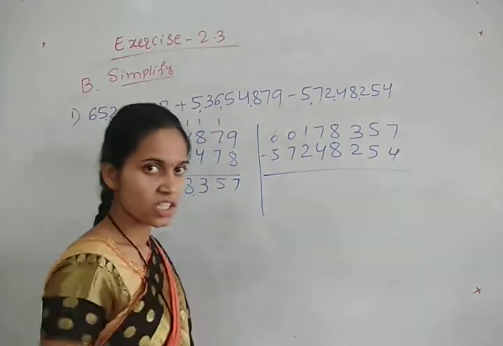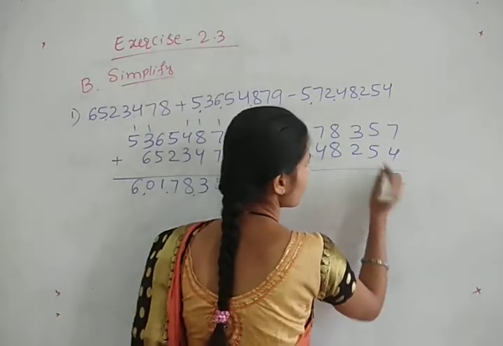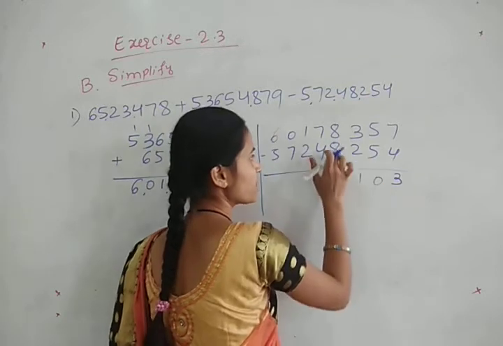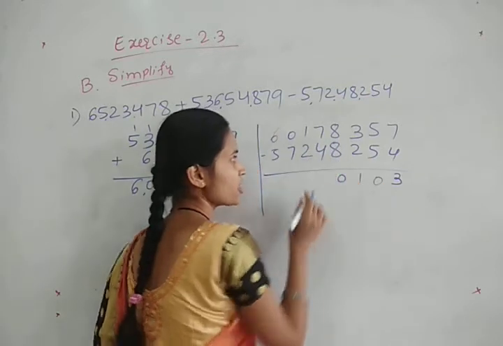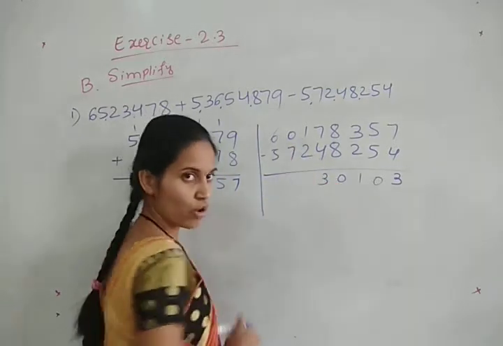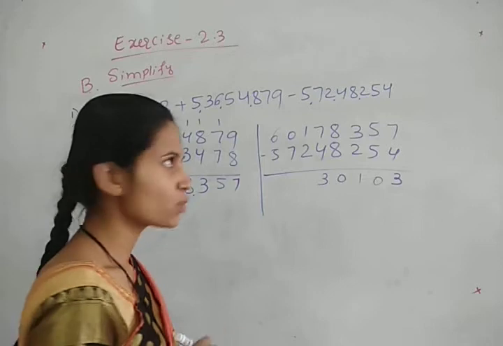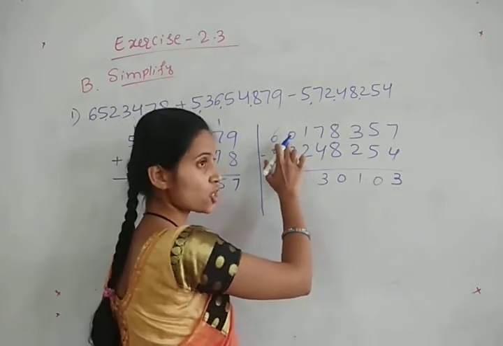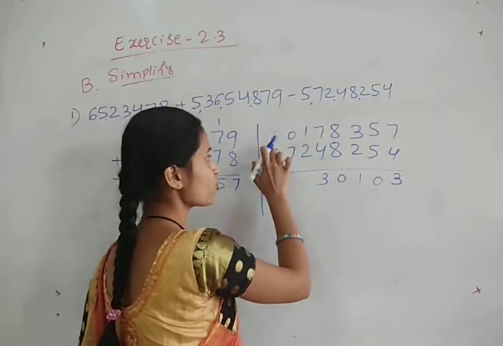7 minus 4 is 3. 5 minus 5 is 0. 3 minus 2 is 1. 8 minus 8 is 0. 7 minus 4 is 3 only. Now 1 minus 2 is not possible because 1 is smaller than 2. For that I will take 1 borrow from this 0, but this is 0, so I will take 1 borrow from this 6.